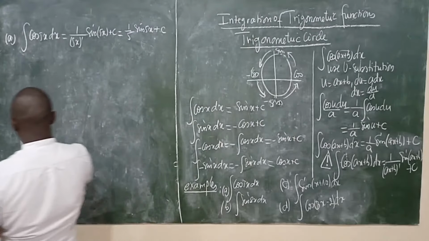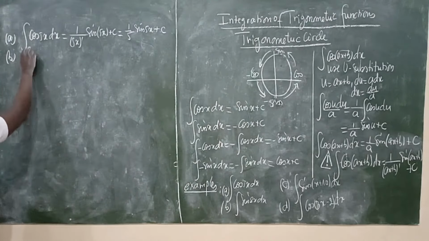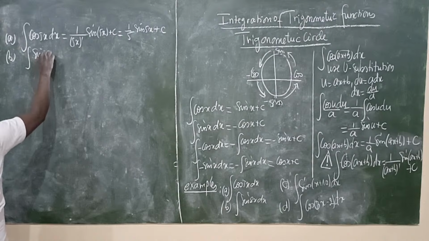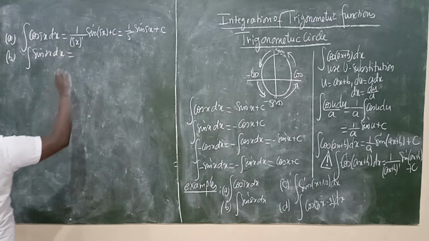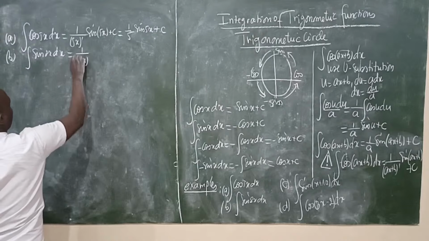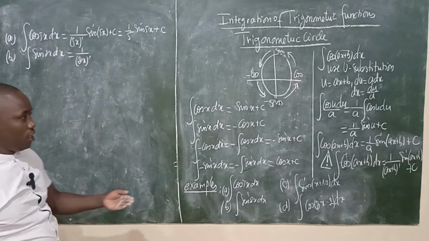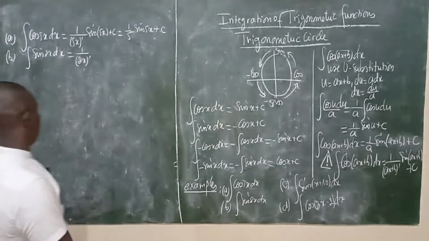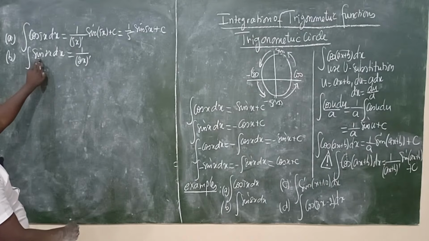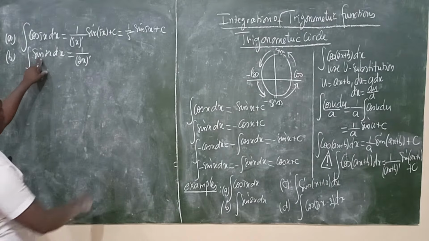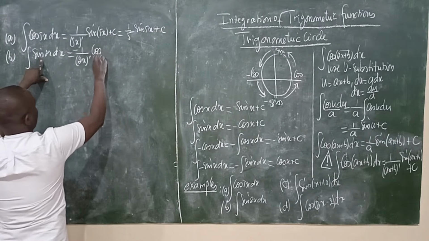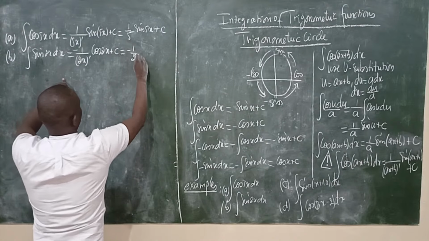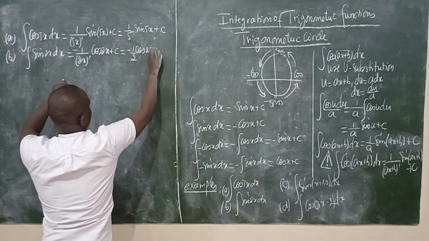Okay. B, the integral of sine 2x dx. This is going to be 1 over the derivative of 2x, because the integrals for sine and cosine are done in the same way. The integral of sine is minus cosine of 2x plus c. This is minus 1 over 2 cosine of 2x plus c.